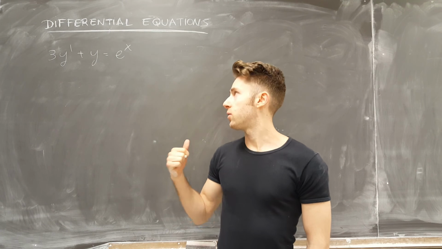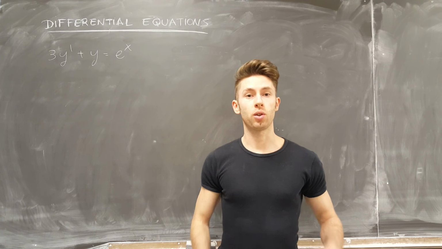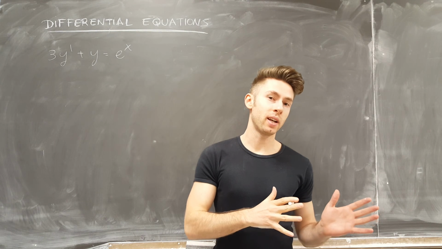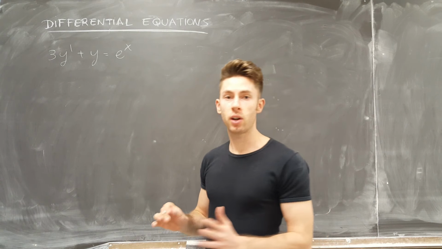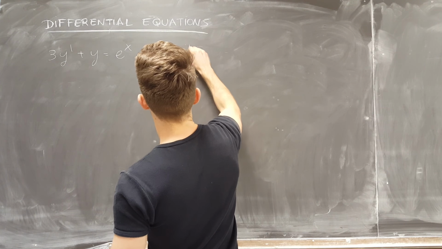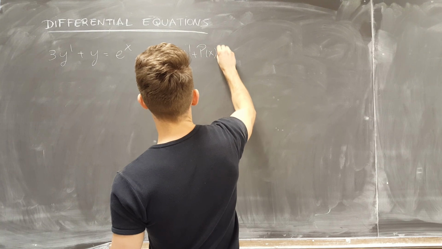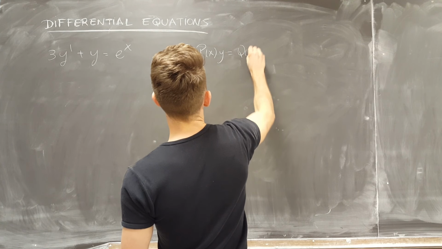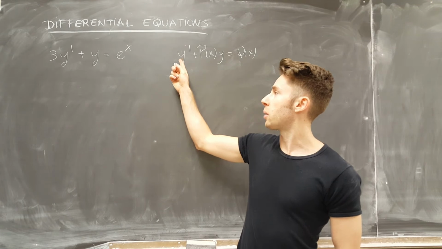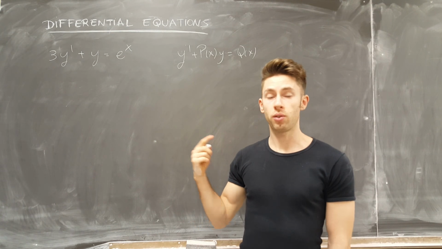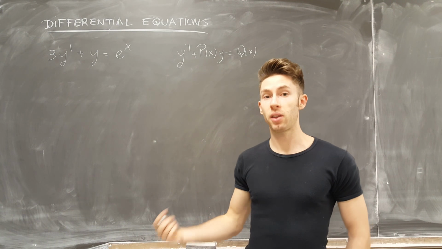Okay, so this is a first order equation, so either separable variables or linear, and clearly in this case this is linear. So let's recall this is the form that we would like to see. So y prime has a coefficient of 1. So the first thing to do is to divide everything by 3.